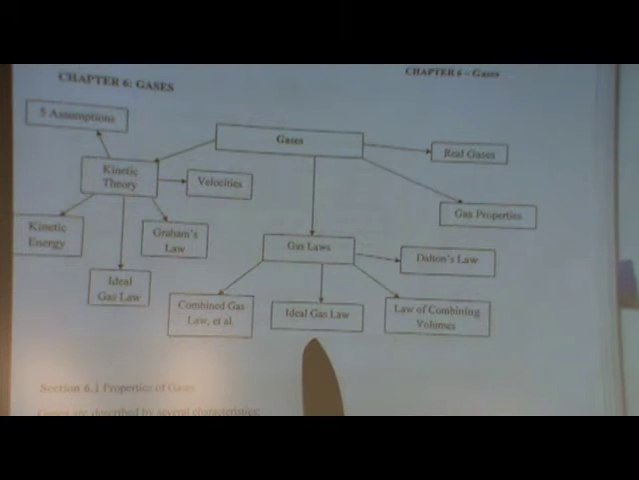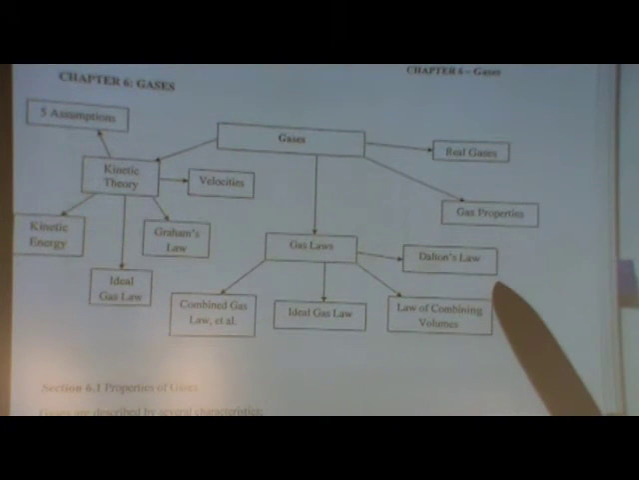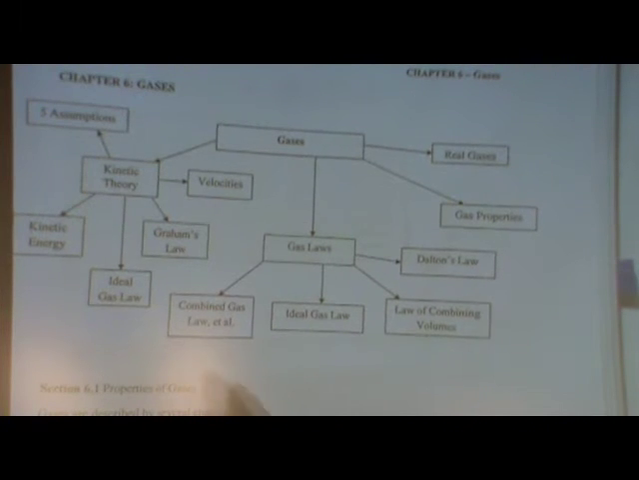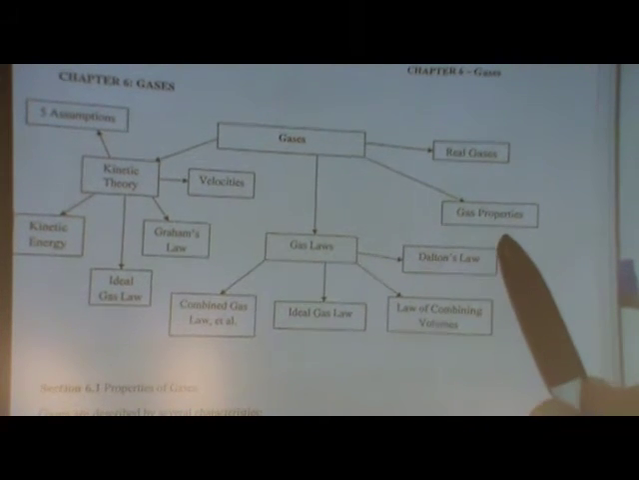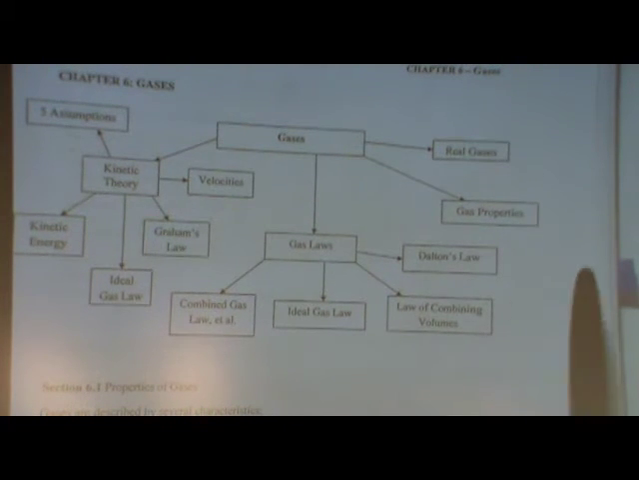For the ideal gas law, remember it can be paired with a density or a molar mass calculation. Those would be the same sort of calculation, but just paired with the ideal gas law. Law of combining volumes is the volume ratio, and then we just did Dalton's law. So those are all the gas laws that go together. Gas properties, it's just all conceptual. This is the first section of the chapter.